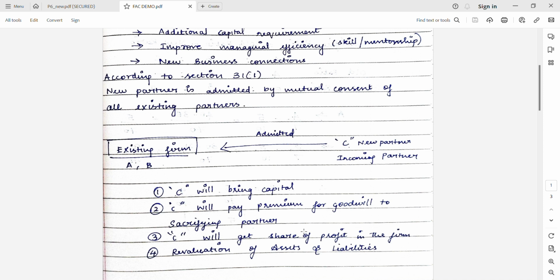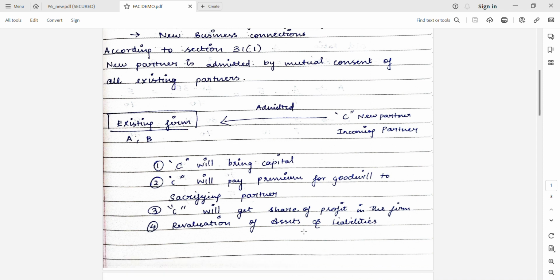The new partner will pay a premium for goodwill to the sacrificing partner. Who is the sacrificing partner? The partners who are sacrificing their share of future profit in the event of admission of a new partner are known as sacrificing partners. Then the new partner will get a share of future profit in the firm, arising from the business carried on in the firm.